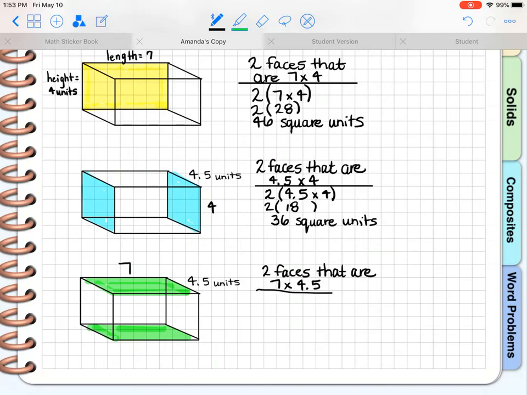And let's set up a math problem the proper way. So you have 2 that are this dimension. And go ahead and multiply 7 times 4.5. And that's 31.5. And go ahead and multiply that times 2. And you end up with 63 square units.